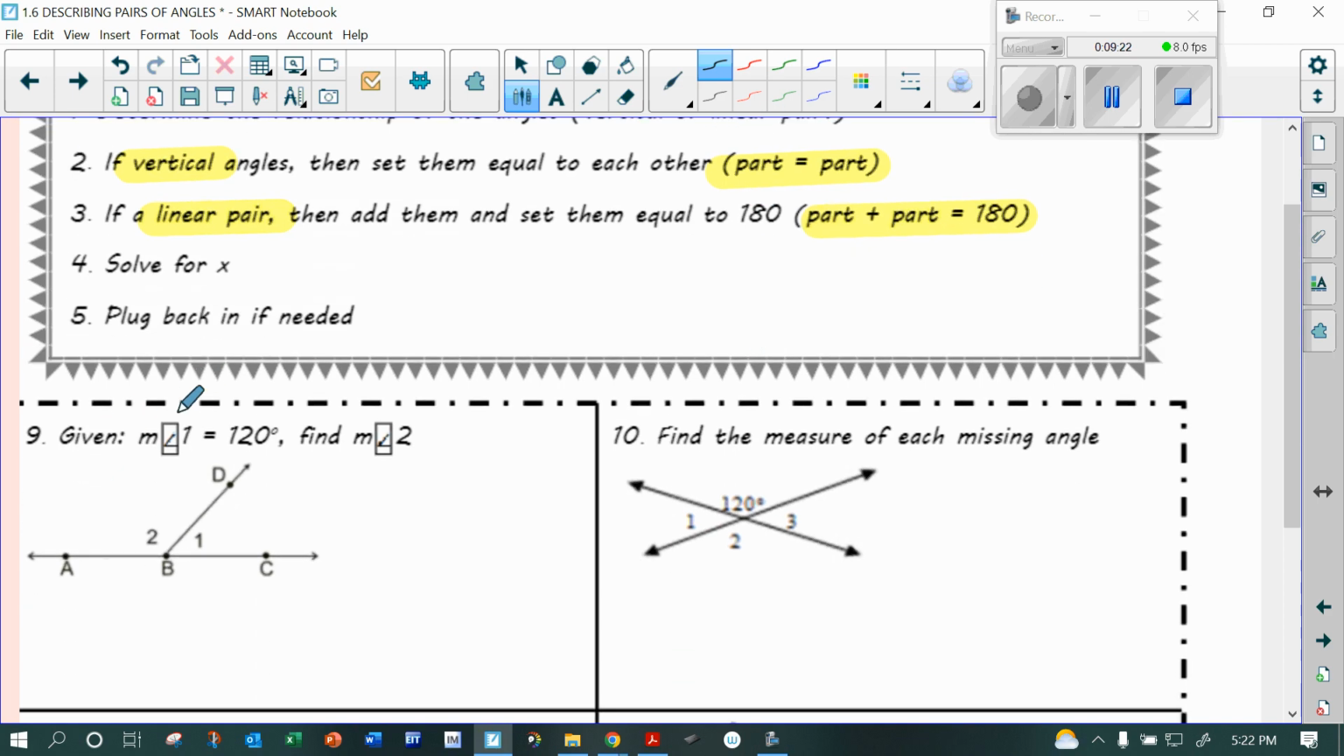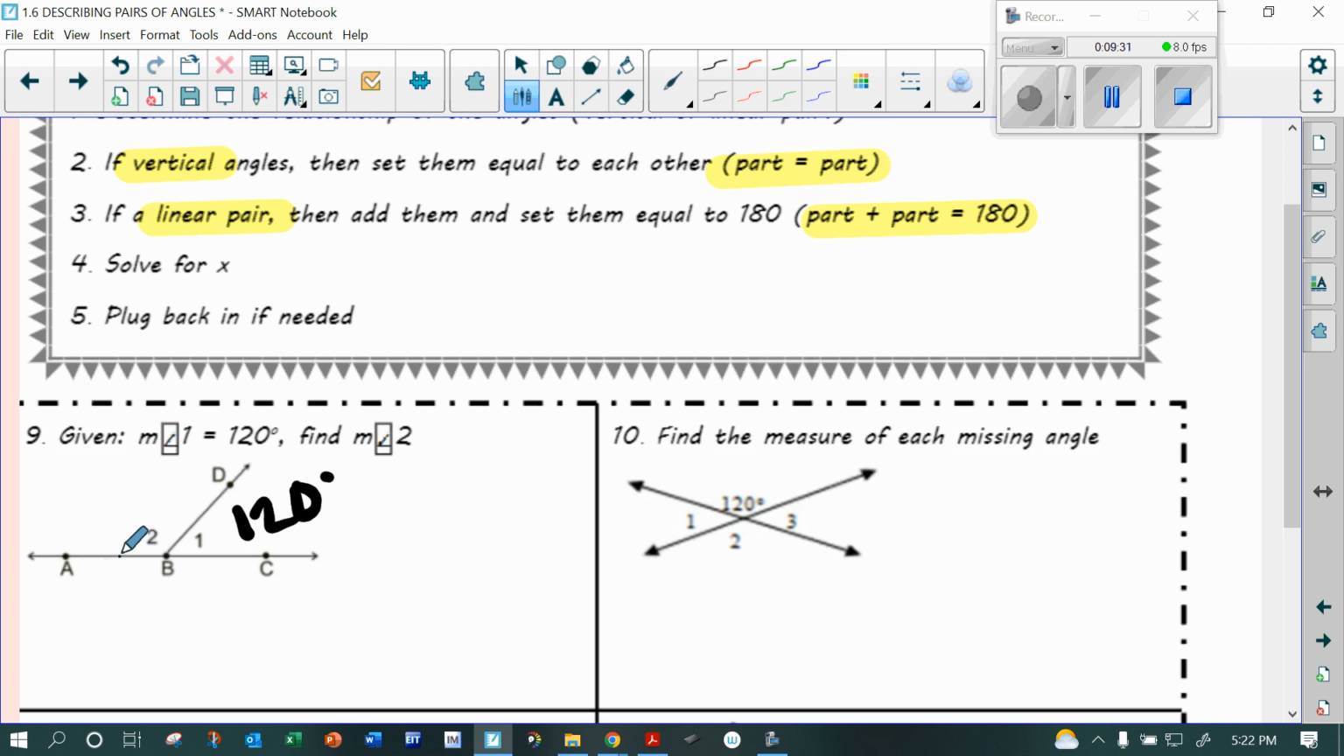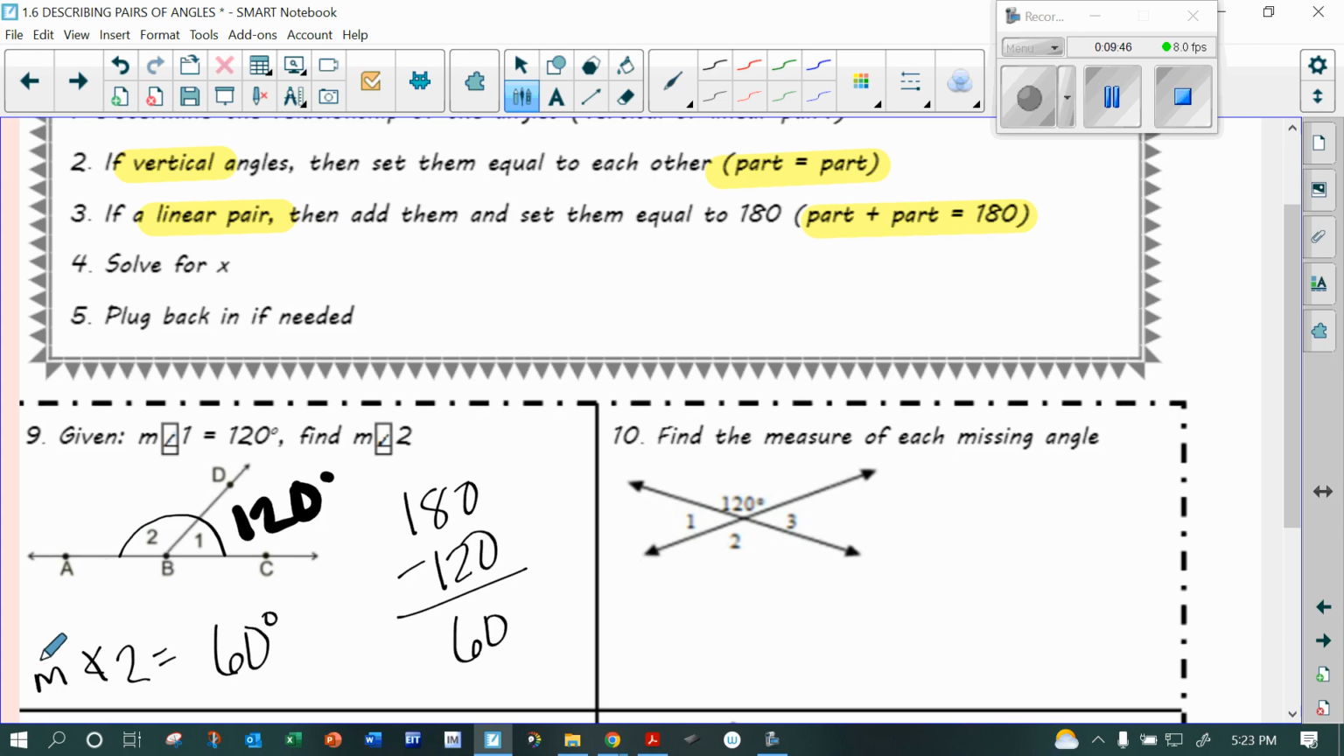So here it says, given the measure of angle 1 is 120 degrees. So if this angle is 120, then what's this angle? Well, I know angle 1 plus angle 2 has to add up to 180. So 180 minus 120 is 60. So that means that the measure of angle 2 is 60 degrees. And I know they have it backwards by the way that it looks, but we don't want to judge by the way it looks. Only go by what's given, okay?